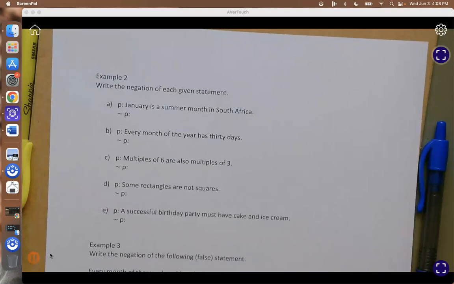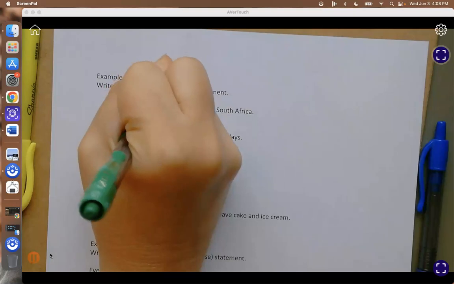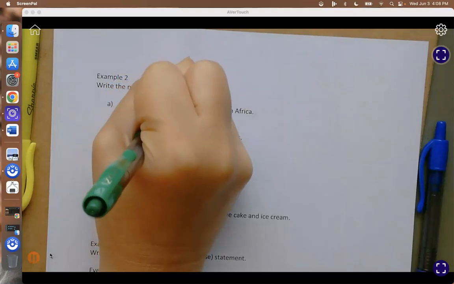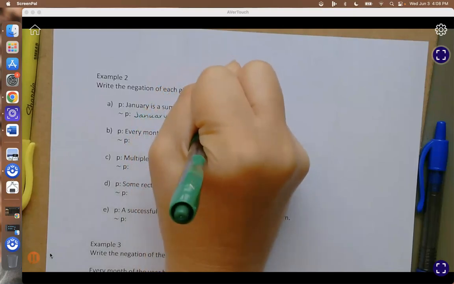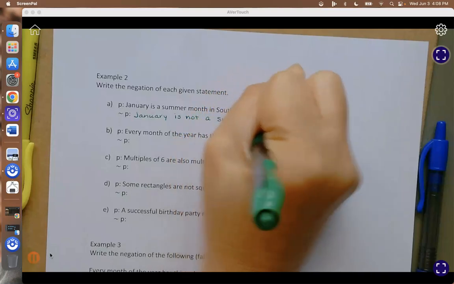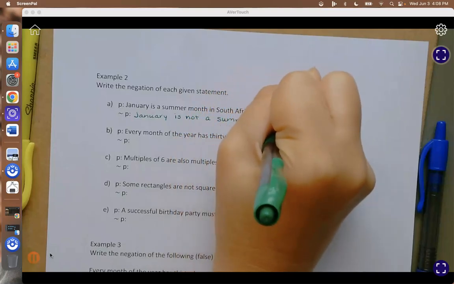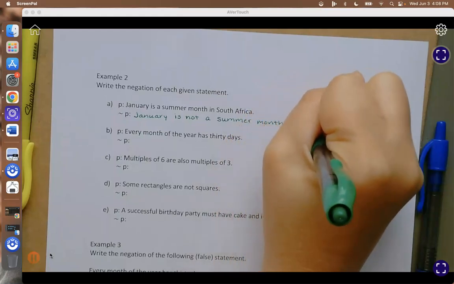Write the negation of each given statement. January is a summer month in South Africa. That is not a universal statement, so we can change it to just putting "is not." So, January is not a summer month in South Africa.